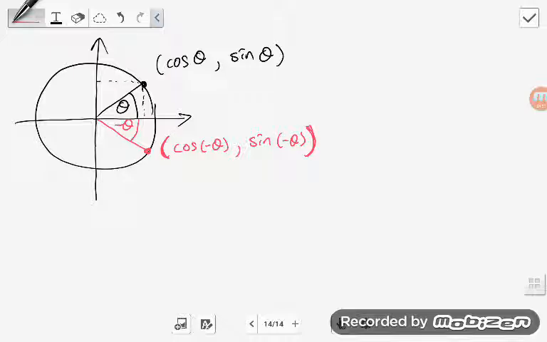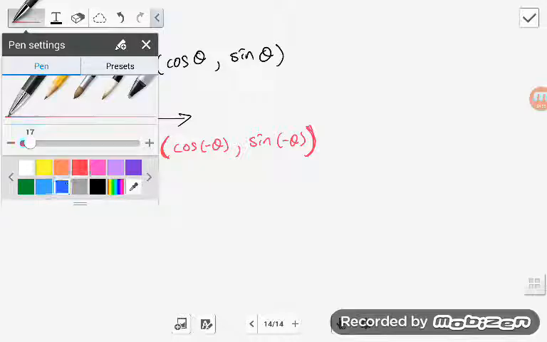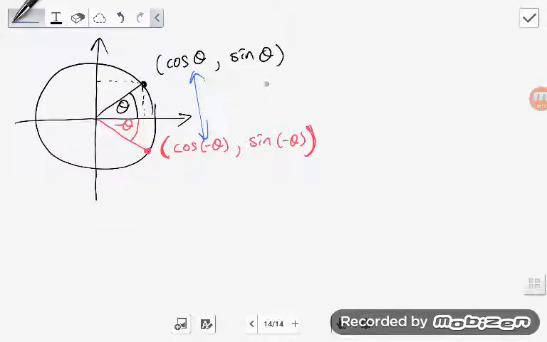All right. Now, if we compare the respective x coordinates and y coordinates, let's see what happens. What can we say about the x values? What do you think? I hope your answer is they are the same, right? So cosine of negative theta is equal to cosine of theta, because they are on the same x. They have the same value, right?